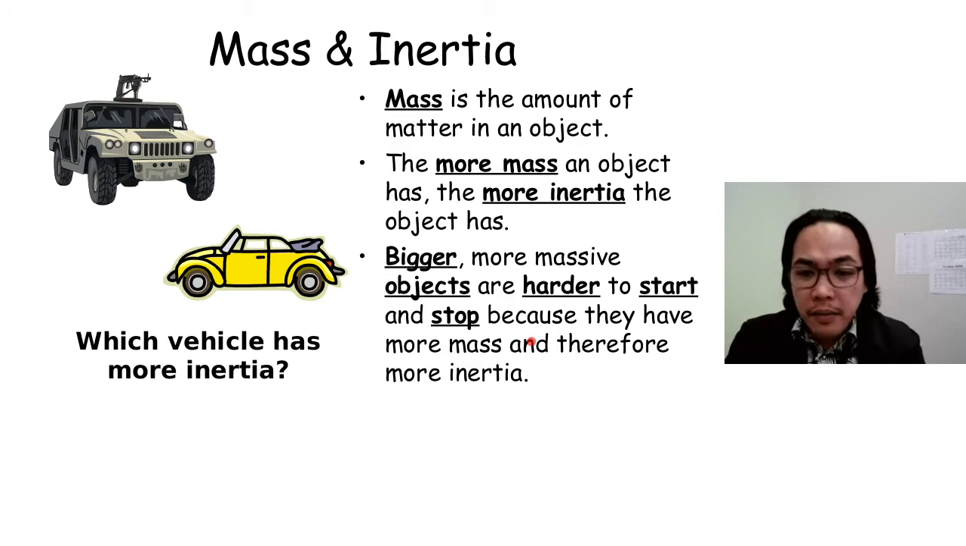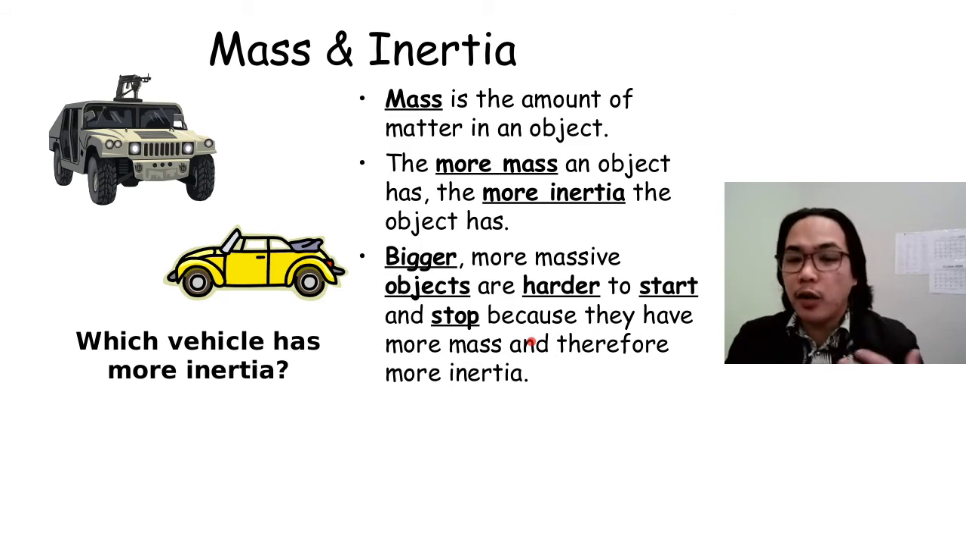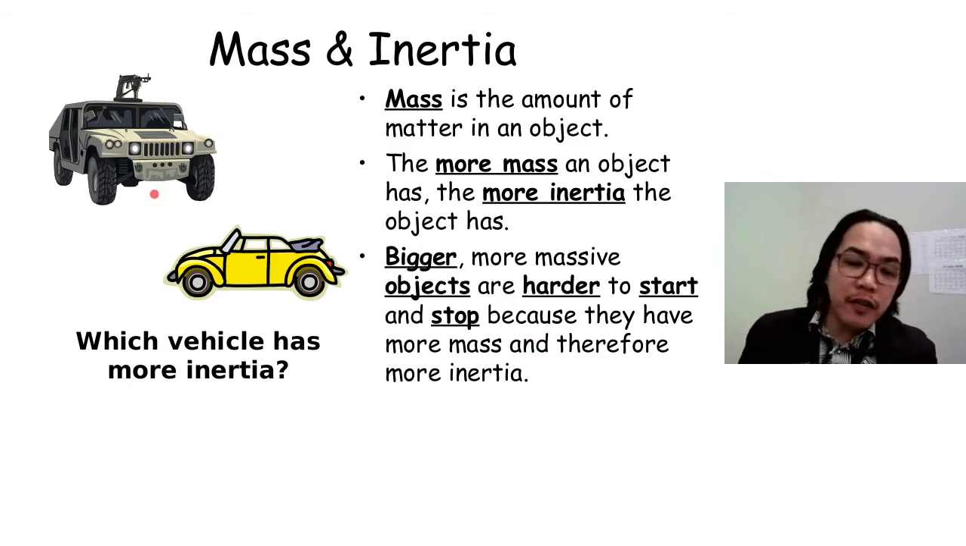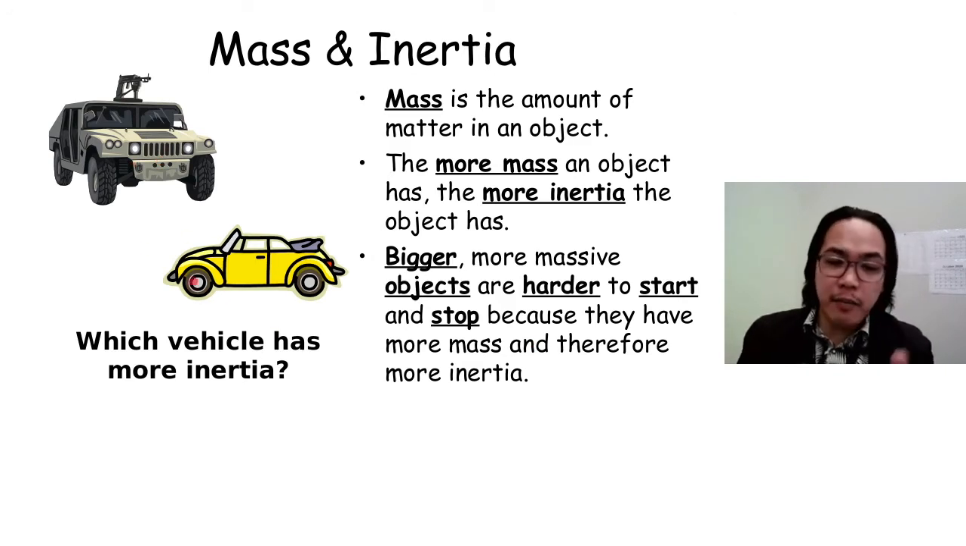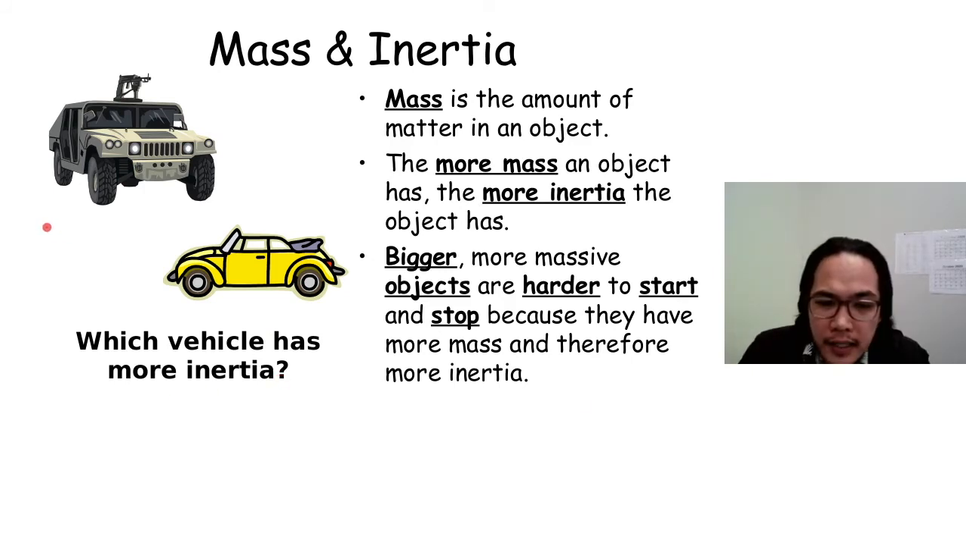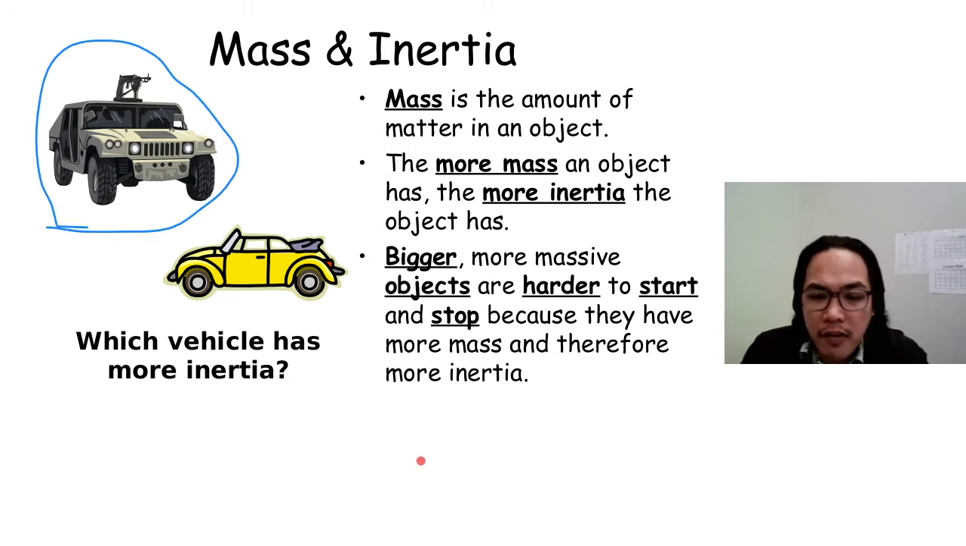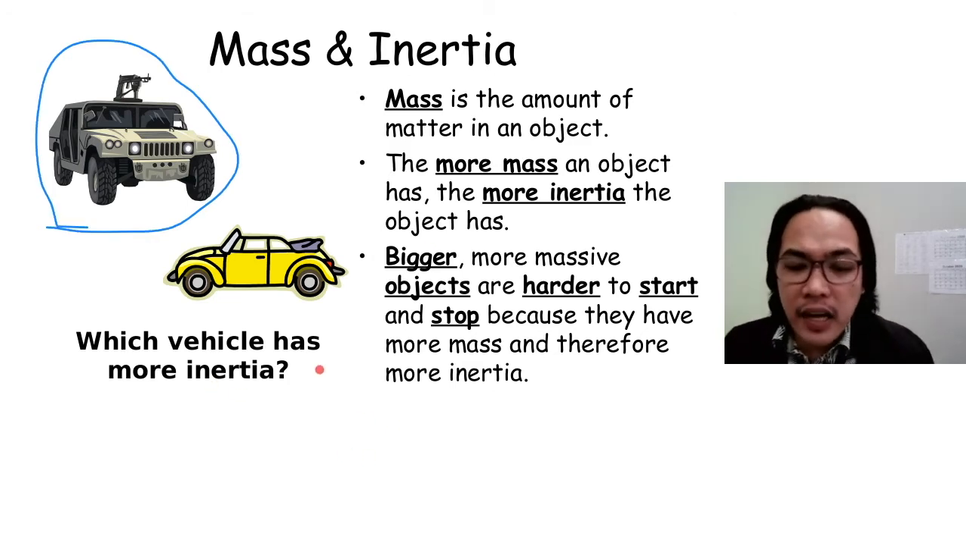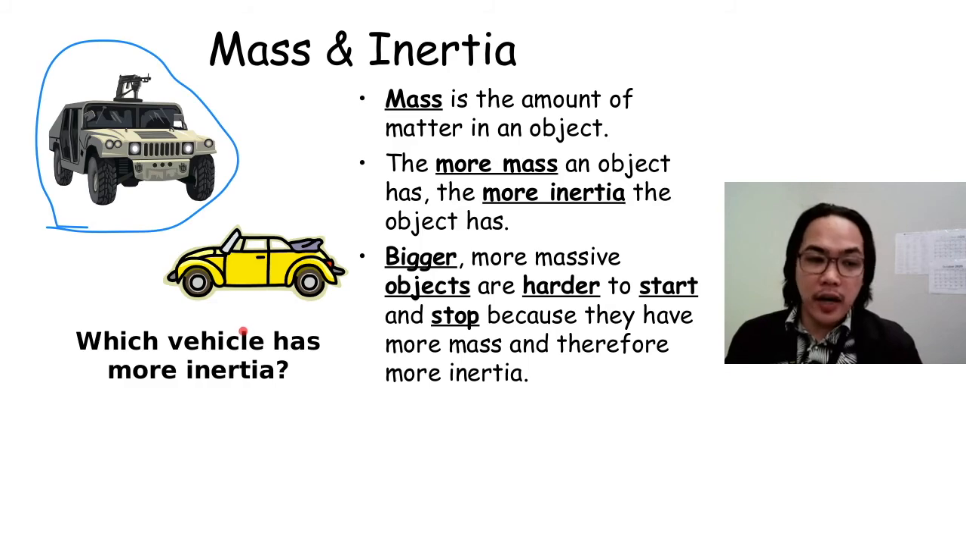So meaning bigger, more massive objects are harder to start and stop because they have more mass and therefore they have more inertia. So from the vehicles that we have here, we have a military vehicle and then a yellow car. Which of them has more inertia? Of course, this one will have more inertia because it is more massive as compared to the yellow car.